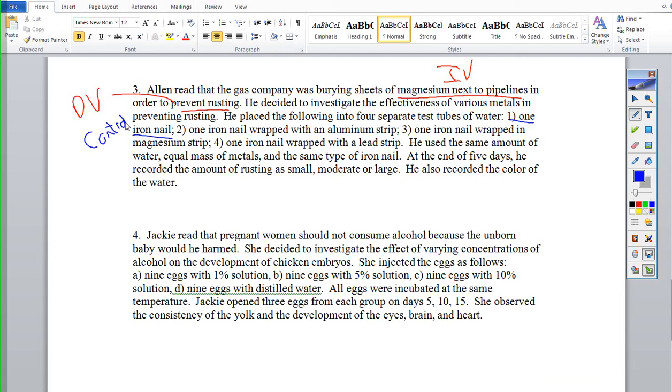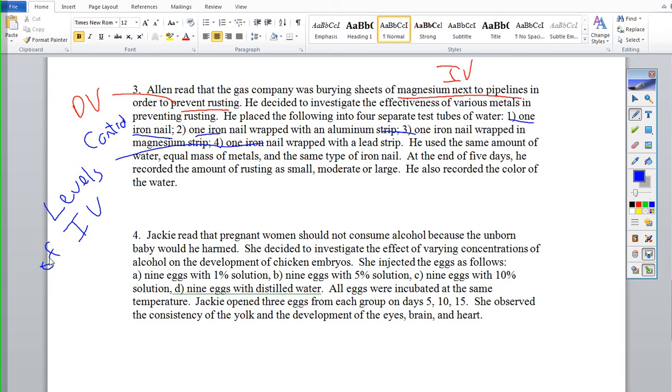Okay, then 2, 3, 4 are all your levels of IV. Those are your levels of IV. I should actually say it like that.